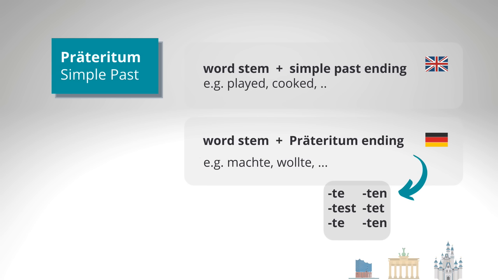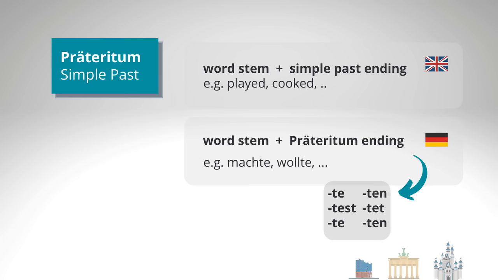In German it's almost the same. Here we also take the word stem and then we add some endings. In this case not the simple past ending, but our Präteritum ending. For example, machte, wollte, and so on. But because in German we conjugate verbs, unlike English, we have an individual Präteritum ending for each grammatical person. They are -te, -test, -te, -ten, -tet, and -ten.